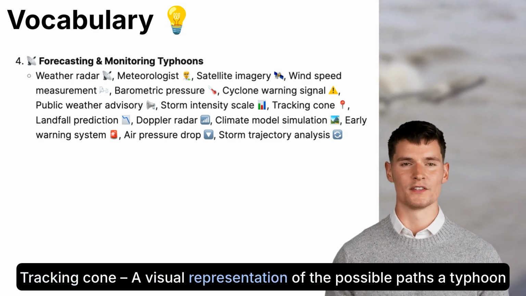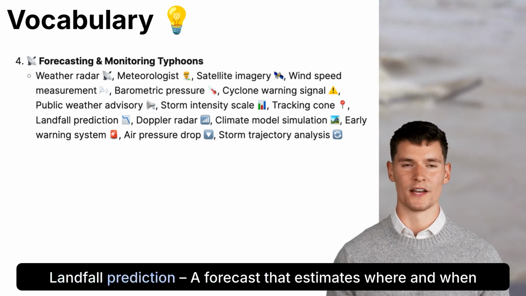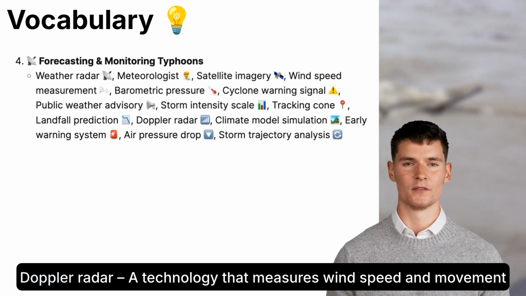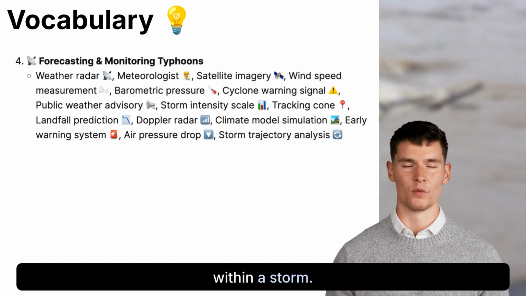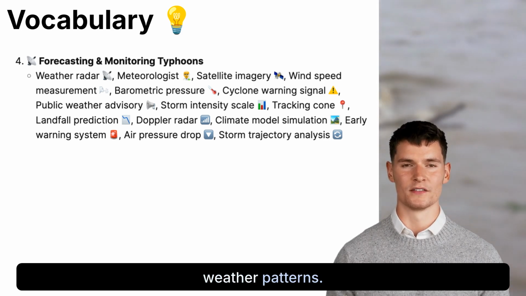Tracking cone, a visual representation of the possible paths a typhoon might take. Landfall prediction, a forecast that estimates where and when a typhoon will hit land. Doppler radar, a technology that measures wind speed and movement within a storm. Climate model simulation, computer-generated predictions of future weather patterns.